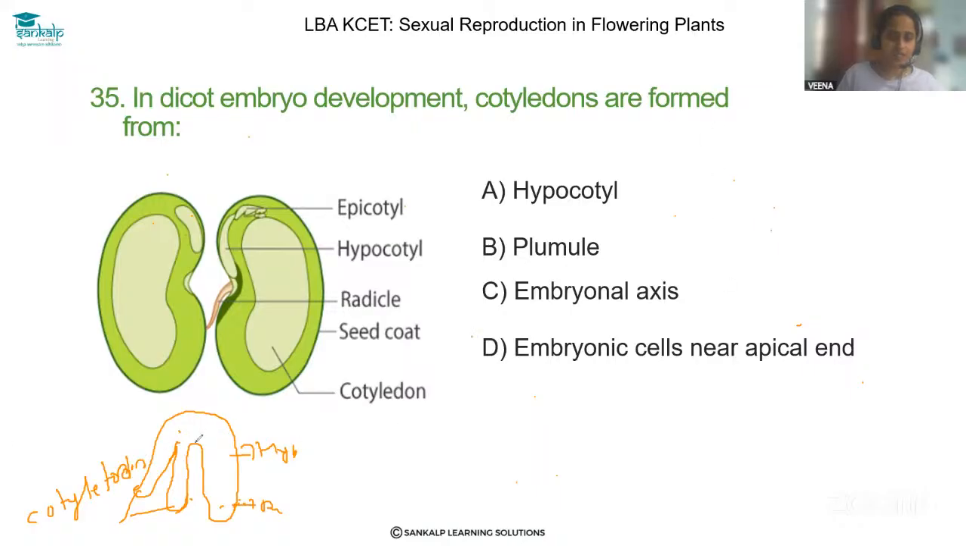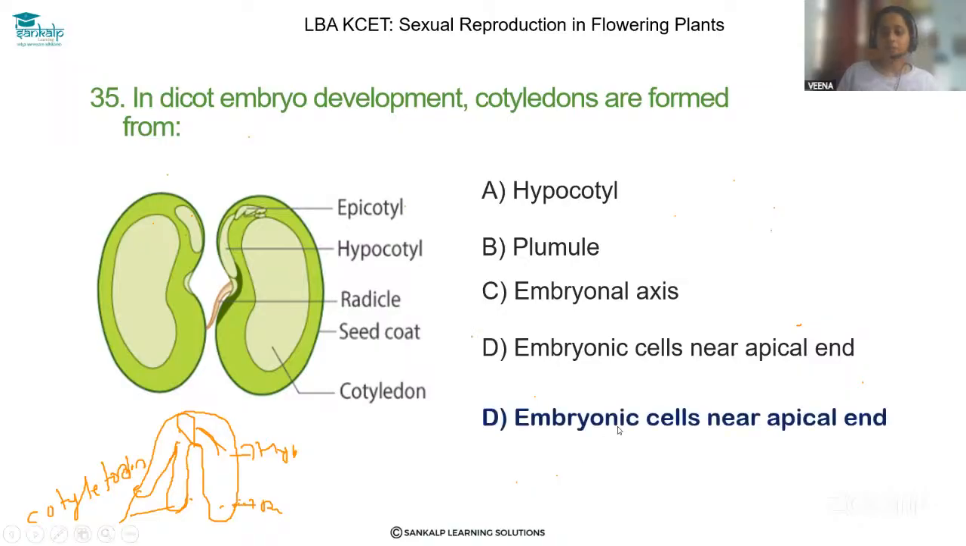If you observe here, it is forming from the apical part of the stem, and it is taking cells from the embryo. So the correct answer is option D, embryonic cells near apical end. Thank you.